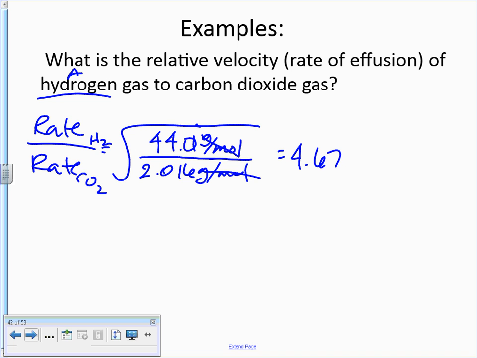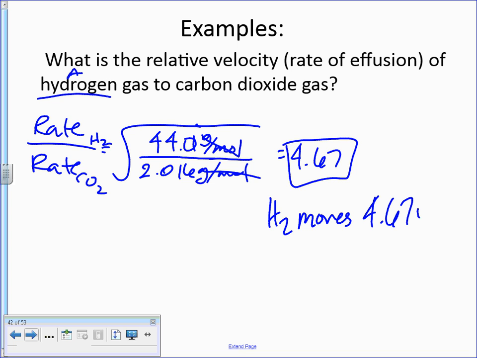Stop there. Okay, cool. So this number, 4.67, what does that mean? I want you to put it in a sentence. Go for it, Gwen. Perfect. Hydrogen moves 4.67 times faster than CO2. That's it. Graham's law is pretty easy. You just gotta know your formula. And remember they're inverted, okay?